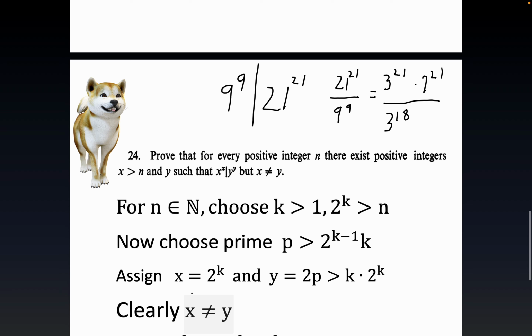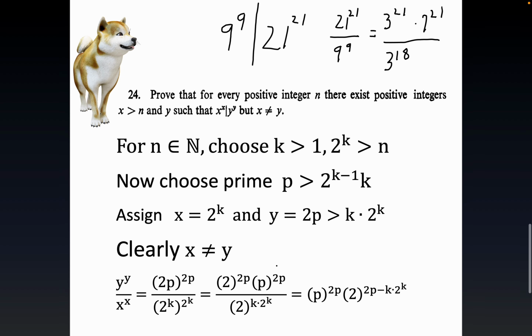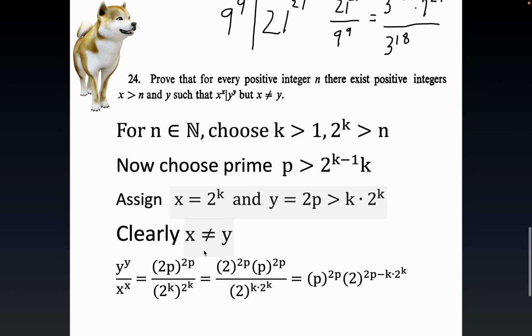So we do these relatively natural assignments. We take x to be 2 to the k. And if you assign x equal to 2 to the k and y equal to 2 to the p, which is greater than k times 2 to the k, you certainly see that x can be unequal to y, which is a condition in the problem, right? Now we go ahead with these assignments, and you can follow the algebra here.